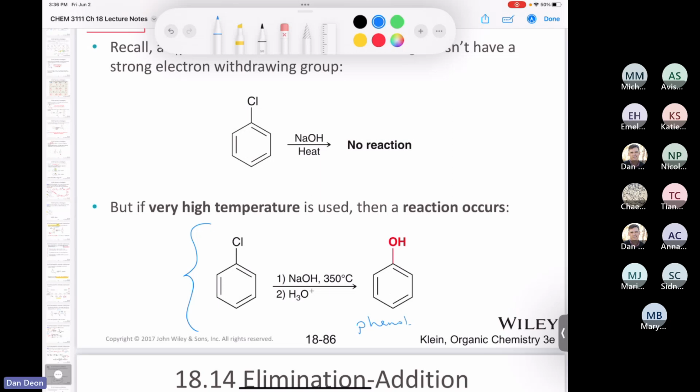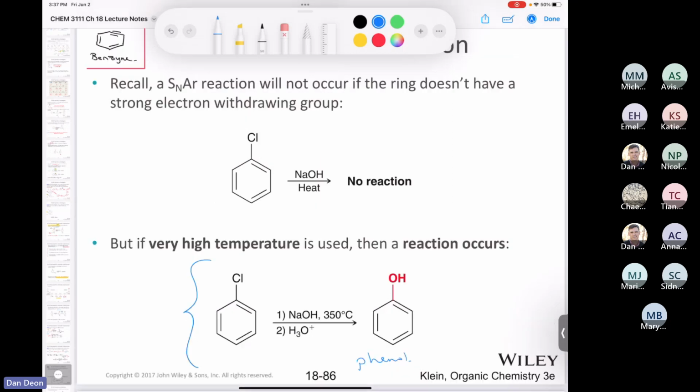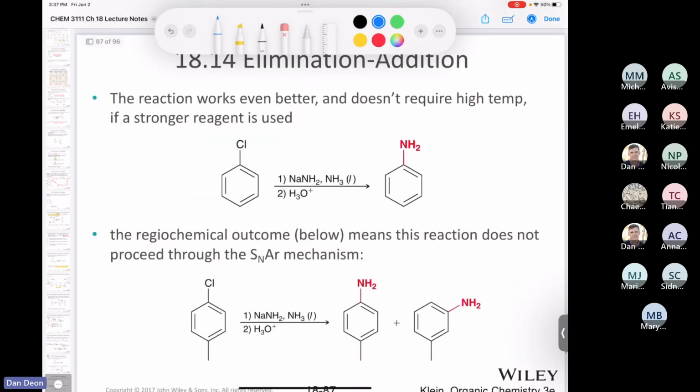And the question is, like, what's the mechanism? It's not an SNAr because SNArs only need 70 degrees Celsius. And so how did this even happen? You know, the WTF kind of thing. Okay. And check this out.